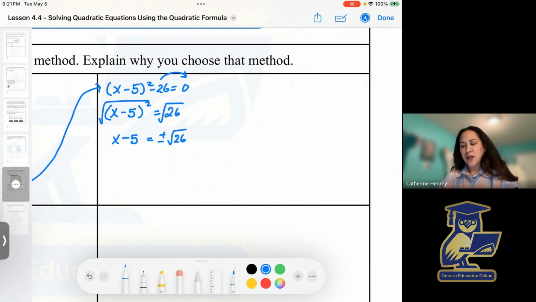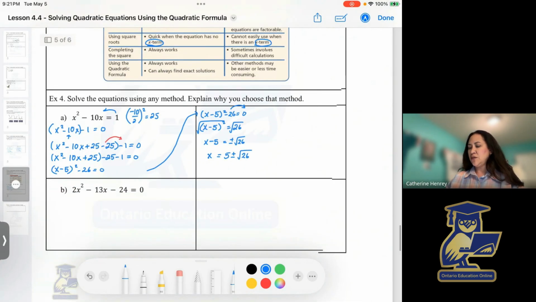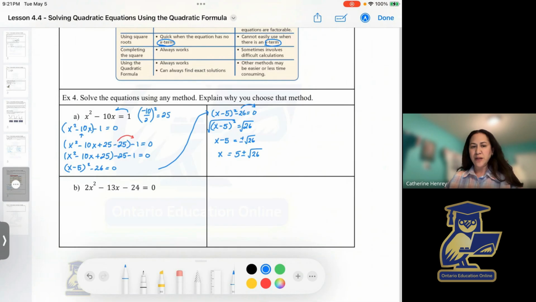I can't think of any perfect square numbers that 26 can be divided by, so we'll just leave that as a square root sign. But we do still have to solve for x. So we have to move that negative 5 over, which becomes positive. So x is going to be equal to 5 plus or minus the square root of 26. And those are our two solutions. So not too bad using completing the square method.